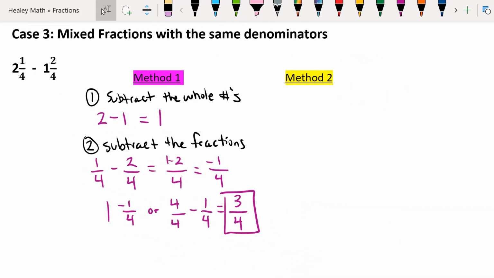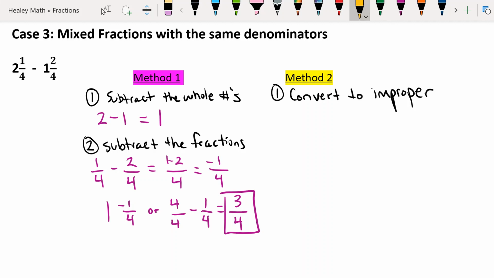Method 2, very similar. However, in this case, our first step is we are going to convert to improper form. And when we do that, we have 2 1/4.